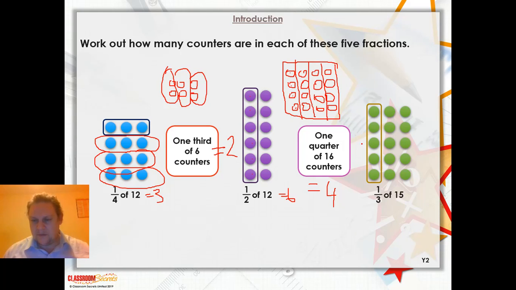Okay, 1/3 of 15. Okay, we've got 3 equal groups. It's been done for us. How many in each group? 1, 2, 3, 4, 5. There's 5. 1/3 of 15 equals 5.